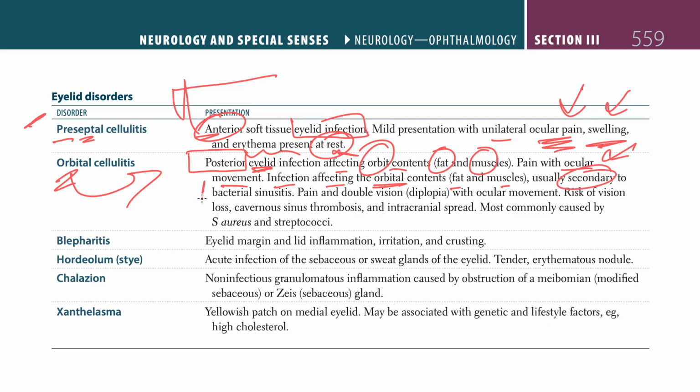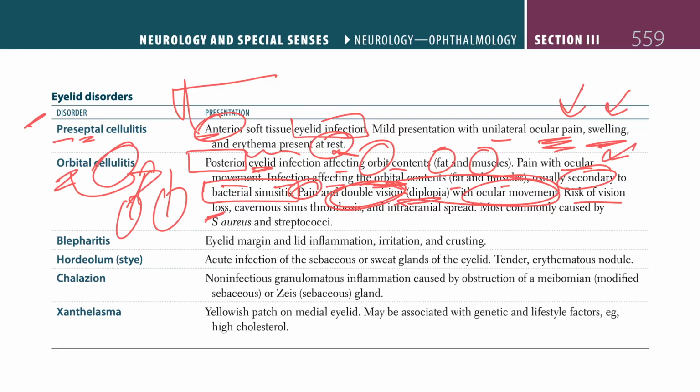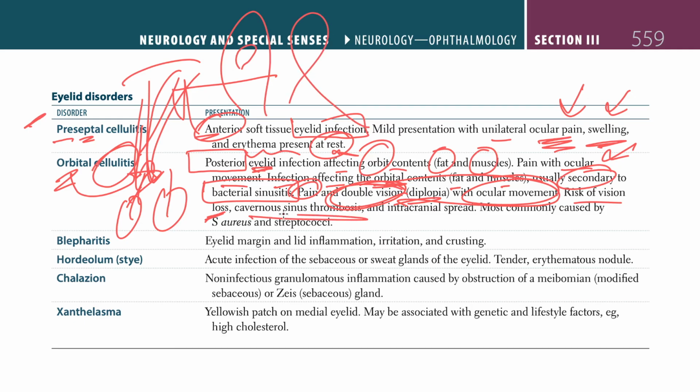Usually it is secondary to bacterial sinusitis. So you have a bacterial sinusitis. That sinusitis goes into the orbit, causing orbital cellulitis, and the whole orbit gets involved. So you get pain, double vision, diplopia, and ocular movement pain. Okay, so double vision with ocular movements. There is a risk of vision loss, and it can spread contiguously into the cavernous sinus and lead to cavernous sinus thrombosis. From the cavernous sinus it can travel into the intracranial part. It is most commonly caused by Staph aureus and streptococci.